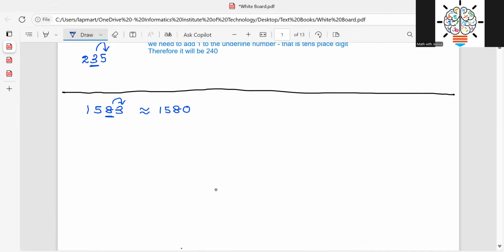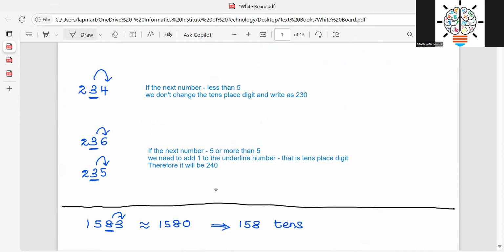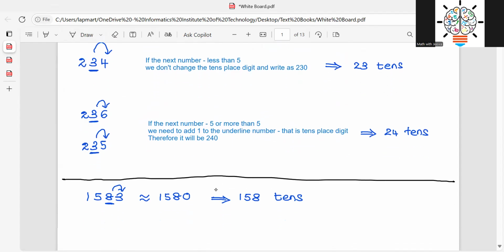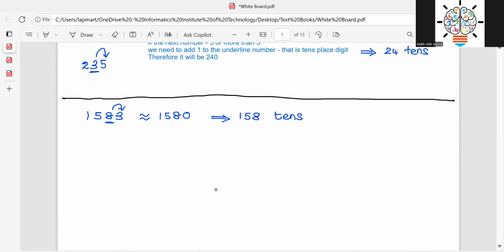So then how do you write this? 1580 means 158 tens, right? So these things also I can write further. So then this is 23 tens. So this is 24 tens. Okay. So then this will be 158 tens.